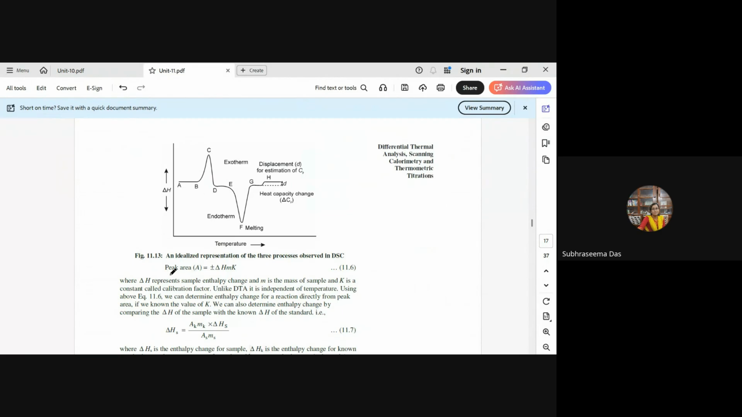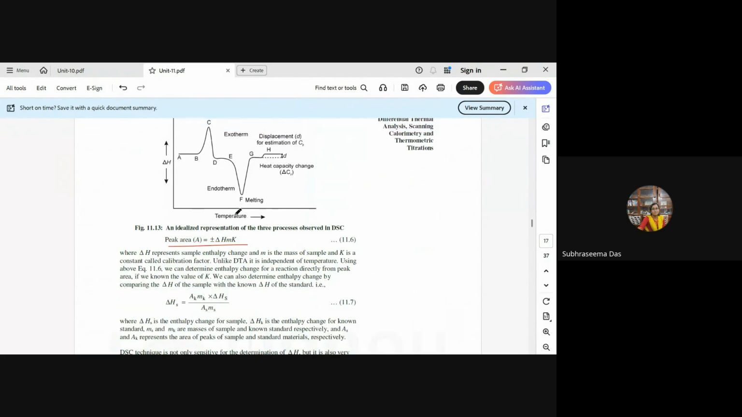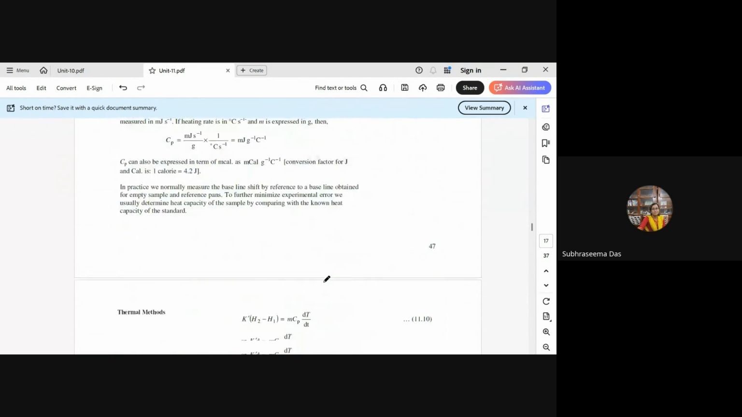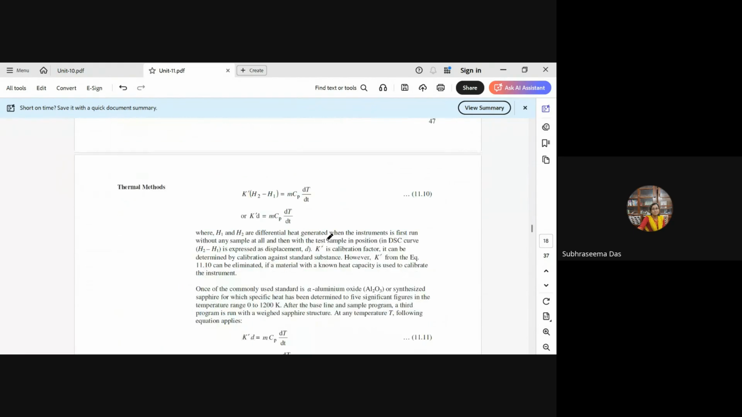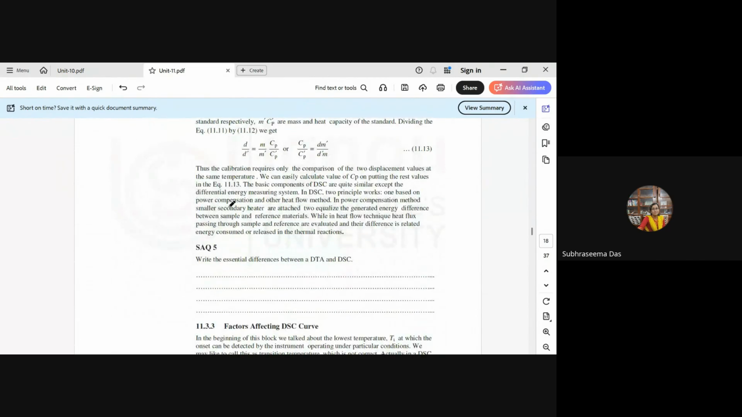The peak area is similarly calculated as plus or minus delta Hm into K, where K is the calibration constant. So here, unlike DTA, it is independent of temperature. Using equation 11.6, we can also calculate delta H, the enthalpy change. Also, we can calculate the Cp using the formula. So this is how DSC is interpreted.